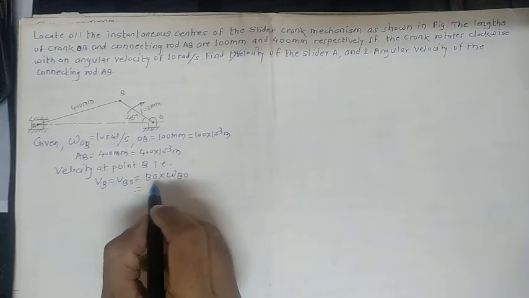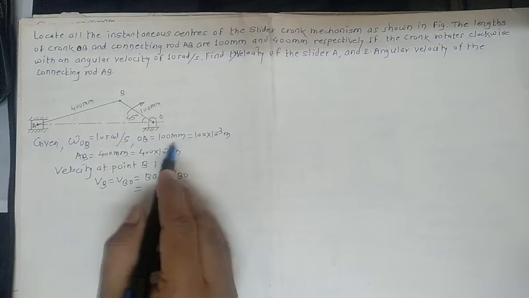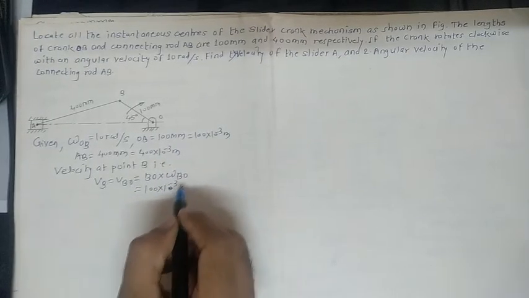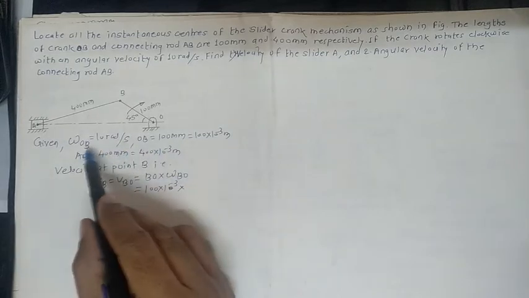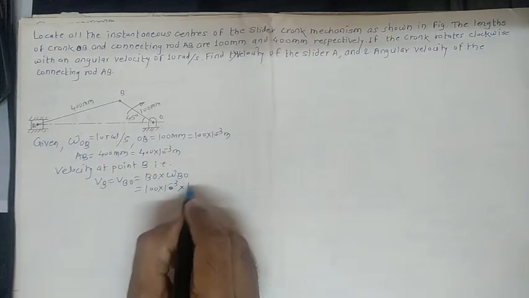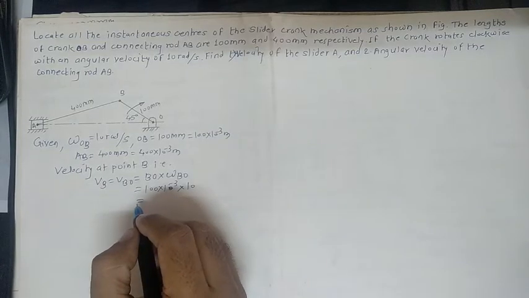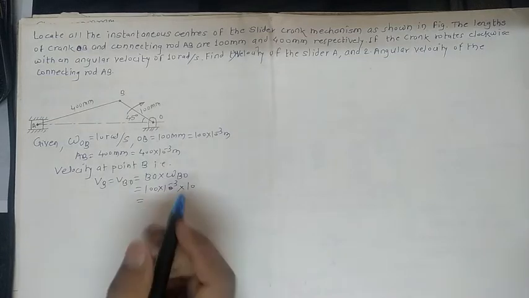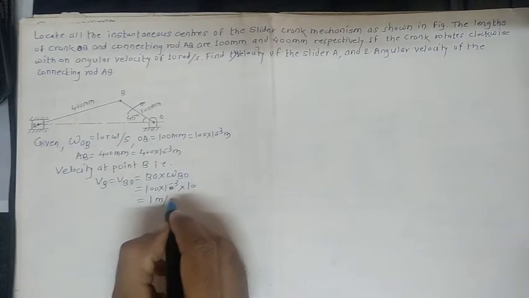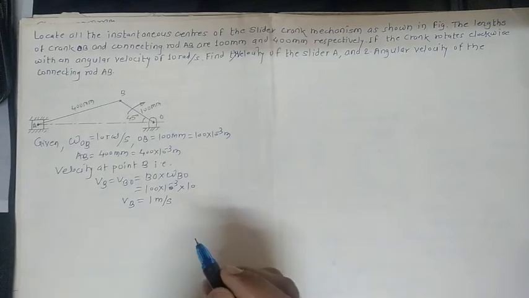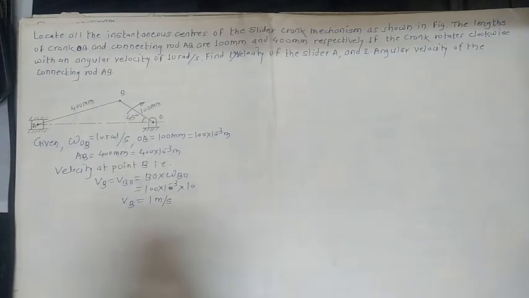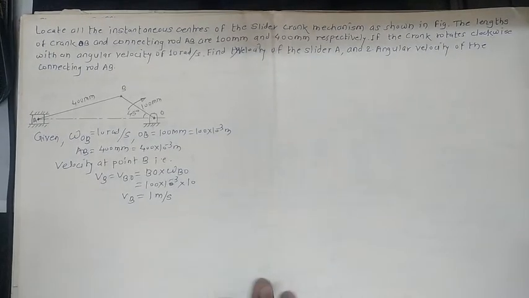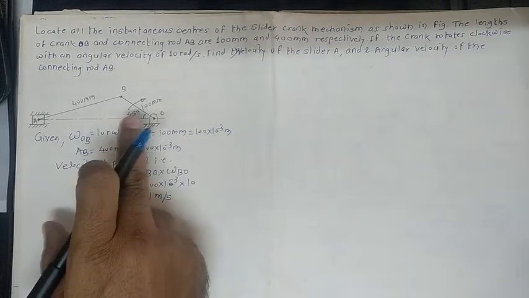So what is the length of this BO? BO is 100 mm, which I already converted into meters by multiplying by 10 raised to minus 3. Multiply by the angular velocity of this one, BO or OB is the same, which is 10. After doing the calculation, we get VB equals 1 meter per second. Now just follow the steps, once the given data and this first point are completed.